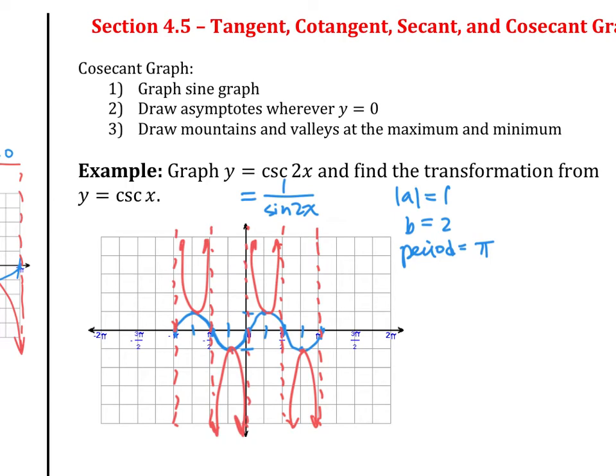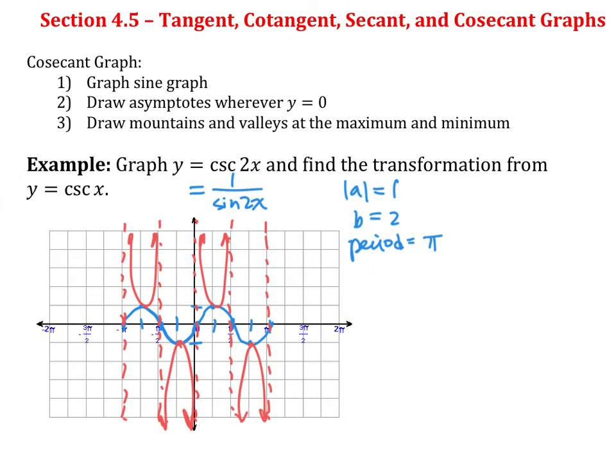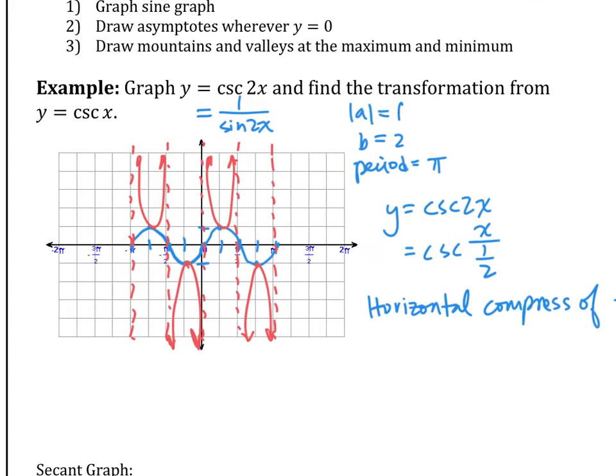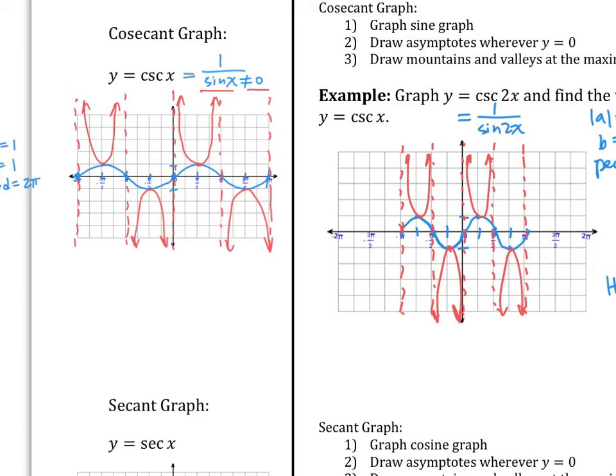So let's talk about transformation. You can see clearly that there is a 2 inside the function. So there's something that's happening with horizontal stretch or compress. We know that it's horizontal stretch or compress, but that 2 is in the wrong place. So to put it in the right place, we have to put the 2 as a reciprocal in the denominator. So this is 1/2. So that tells us this is a horizontal compress of 1/2. And you can clearly see that this is a horizontally compressed graph from before.